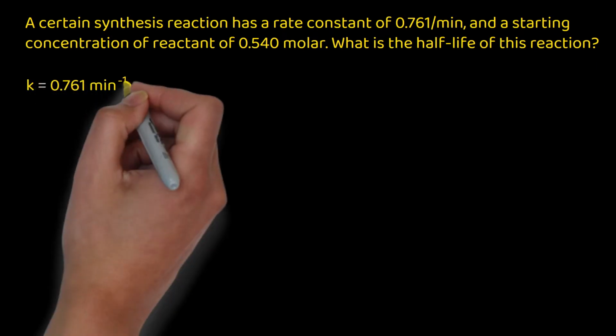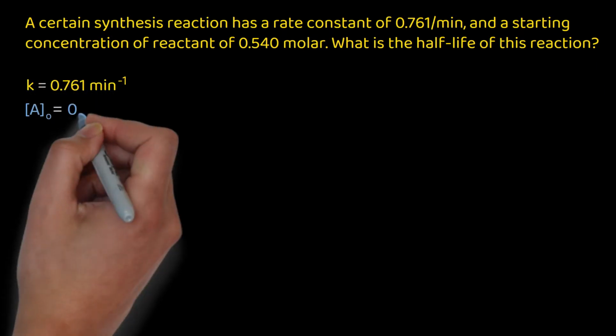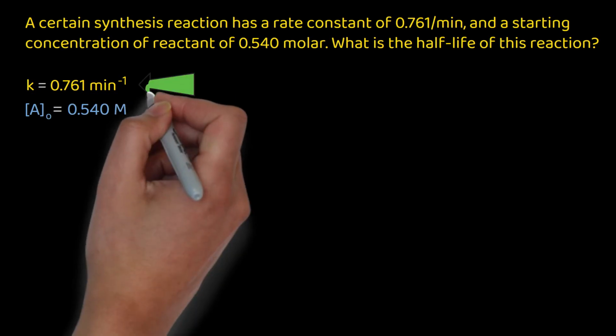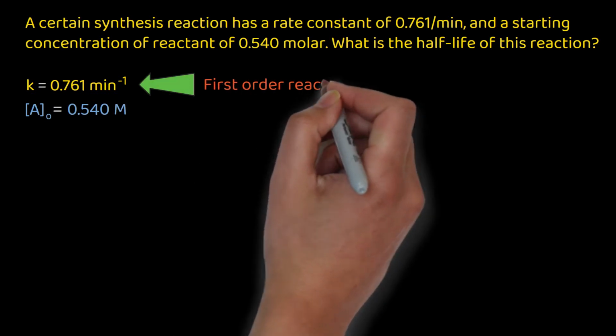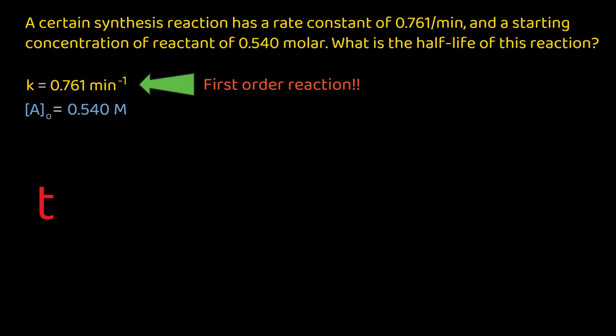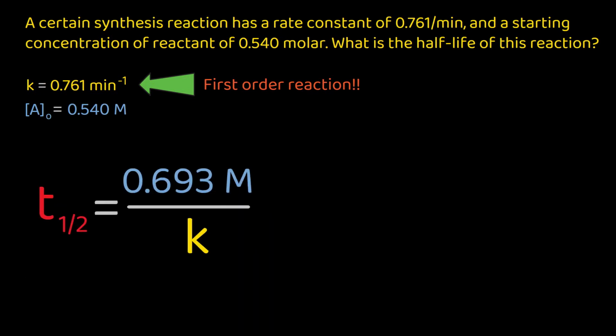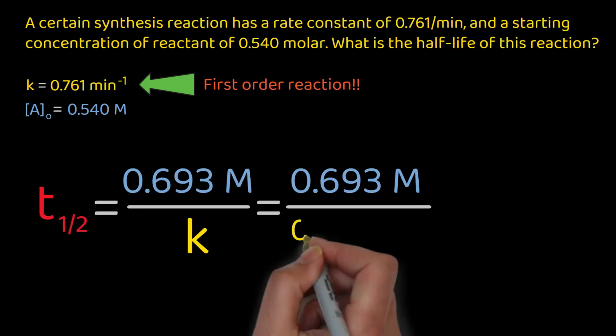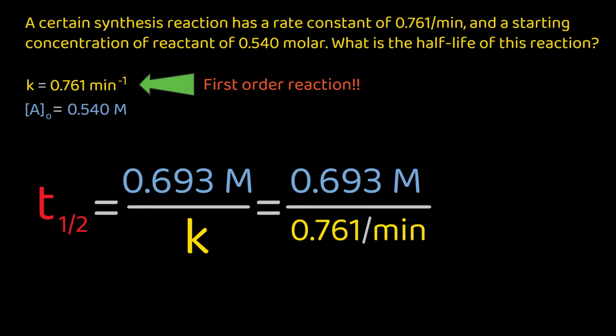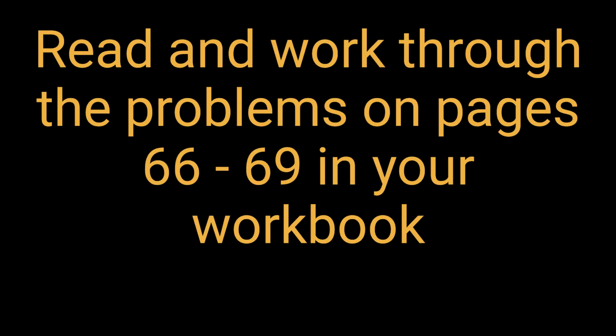First, what is the reaction order? From the units of k, we can see that it is a first-order reaction. Great. Now we can use the half-life equation for first-order reactions and solve for t1/2. We get 0.911 minutes. Read and work through pages 66 through 69 in your workbook.